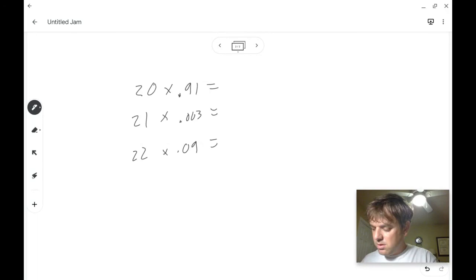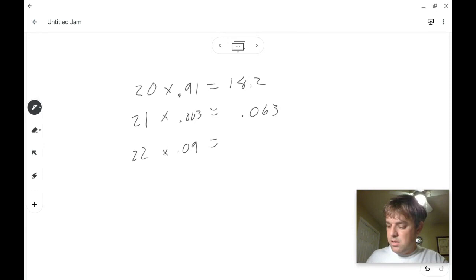So if you do this, this comes out to be 18.2, 0.063, and 1.98. So you add these together, and that comes out to be 20.243, which is pretty close to what's on the periodic table for neon.